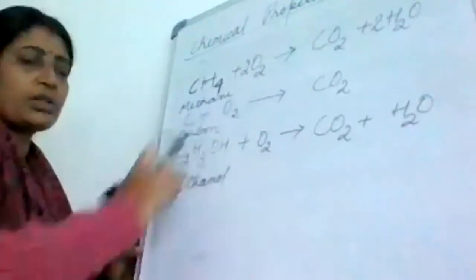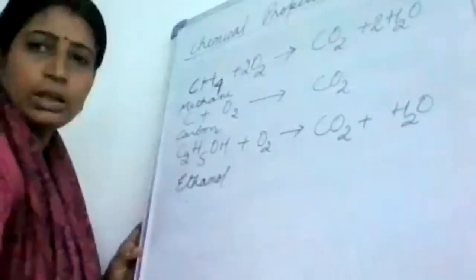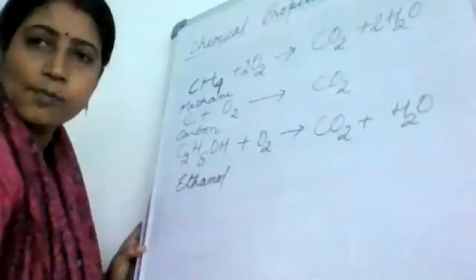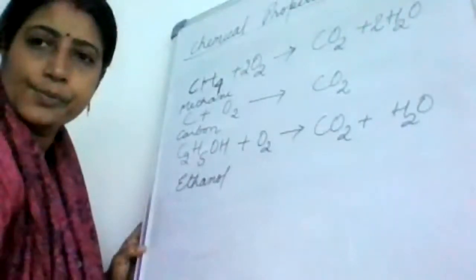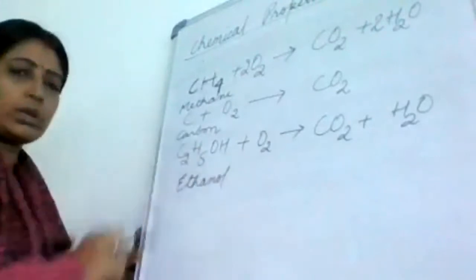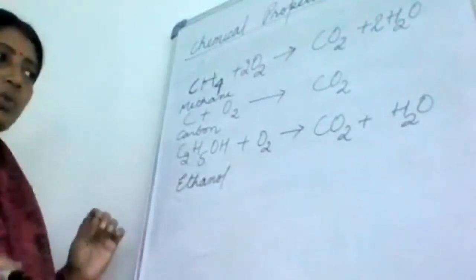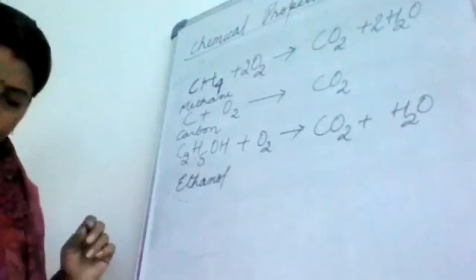Now balance this equation. All of you balance this equation quickly. C2H5OH plus O2 gives CO2 plus H2O. Try it.